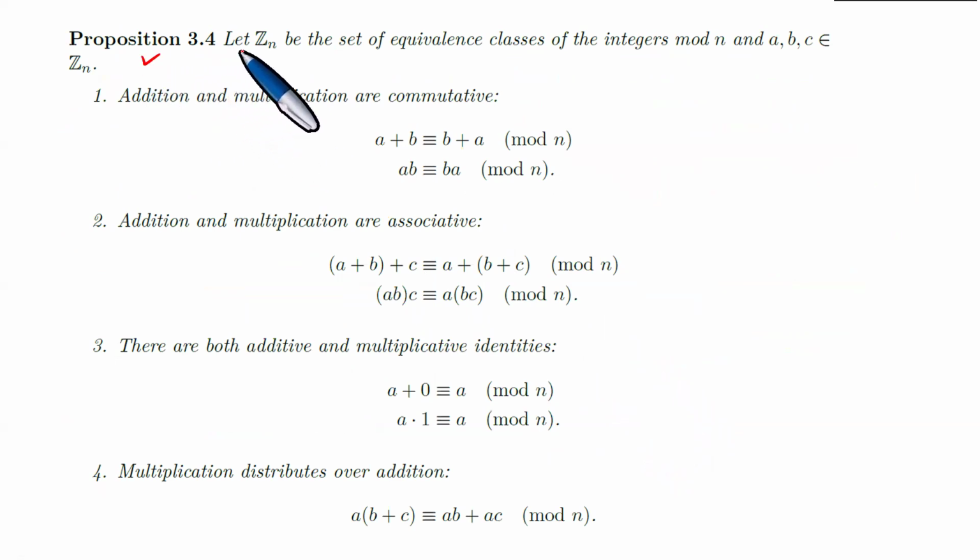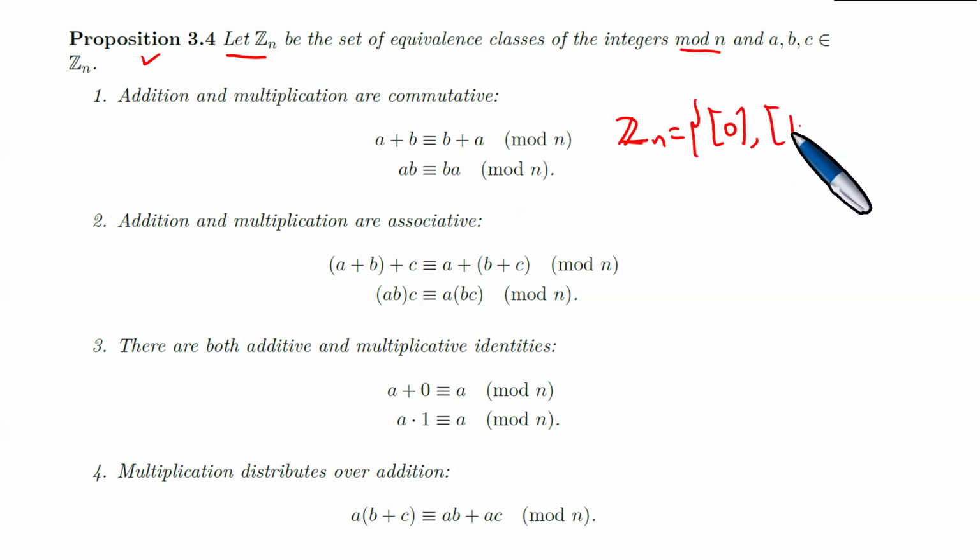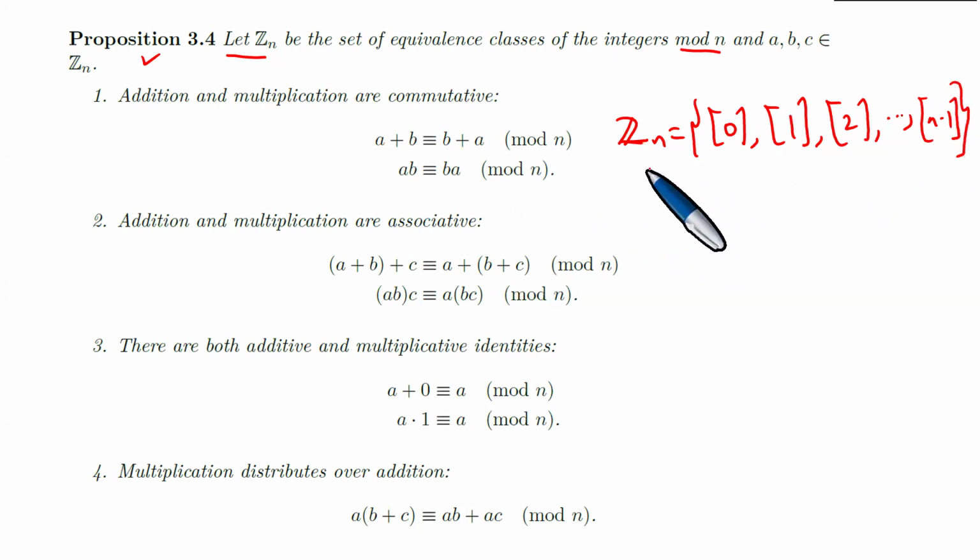Proposition 3.4. What does it say? Let Zn be the set of equivalence classes of the integers modulo n. Okay, Zn becomes the set of the equivalence classes, as we saw earlier. In other words, what does it mean? It means that we can write Zn as 0, 1, 2, and so on, up to n minus 1, like that. So we can write Zn as a set of equivalence classes of the integers modulo n. And a, b, c are elements of Zn.